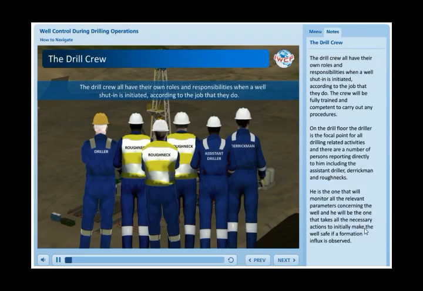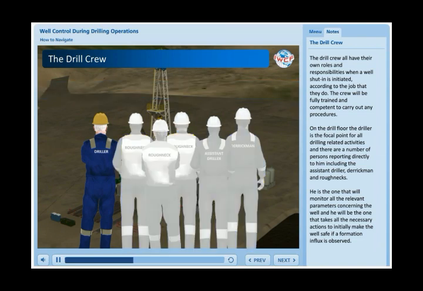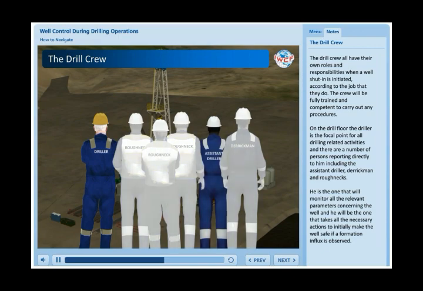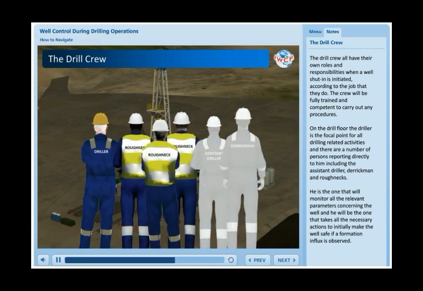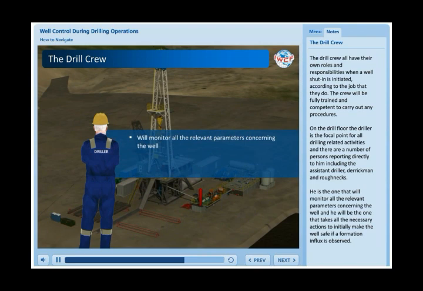The drill crew all have their own roles and responsibilities when a well shut-in is initiated, according to the job that they do. The crew will be fully trained and competent to carry out any procedures. On the drill floor, the driller is the focal point for all drilling-related activities, and there are a number of persons reporting directly to him, including the assistant driller, derrickman, and roughnecks. He is the one that will monitor all the relevant parameters concerning the well, and he will be the one that takes all the necessary actions to initially make the well safe if a formation influx is observed.